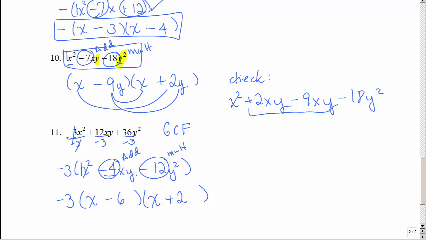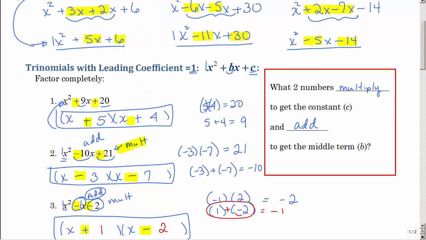Look at problem number 10. What do I need to put? That's right, that y right there. Not that hard. So again, I want to go back to here because that gets very important. When you have a trinomial with the leading coefficient of 1, you want to say what two numbers multiply to get your constant, but add to get the middle term.